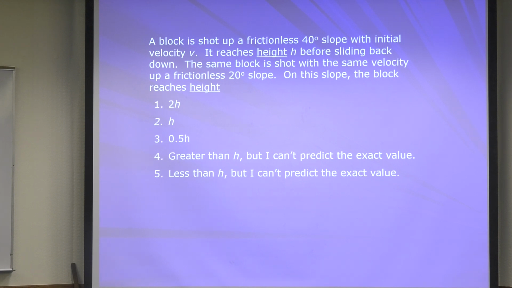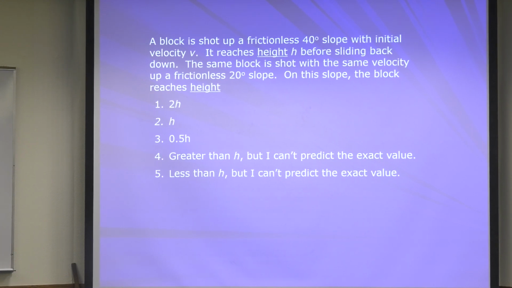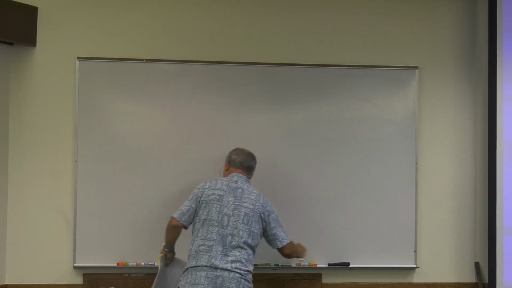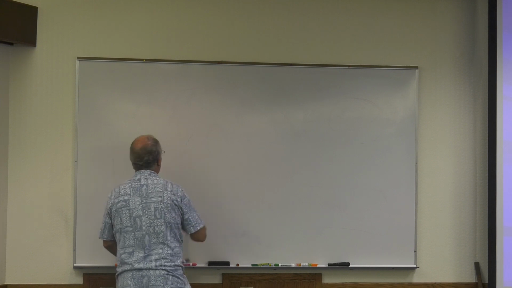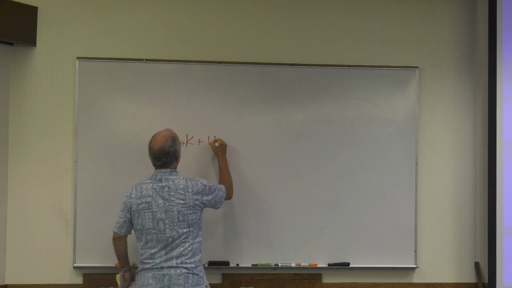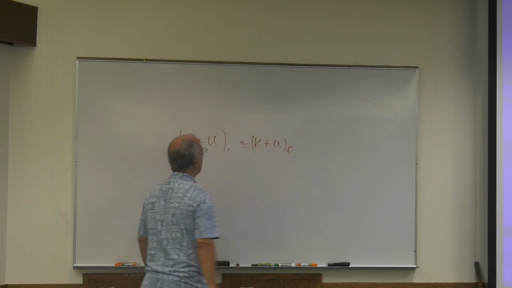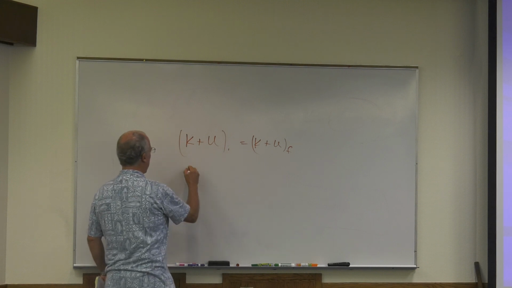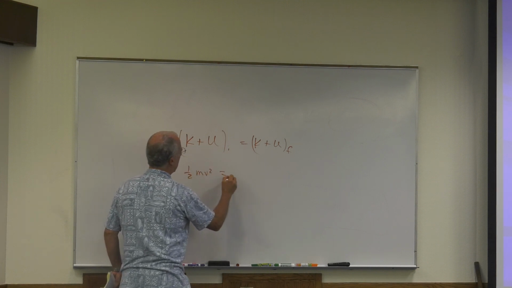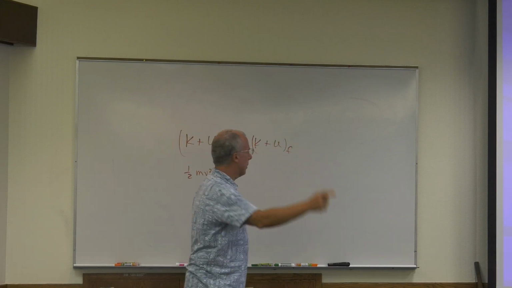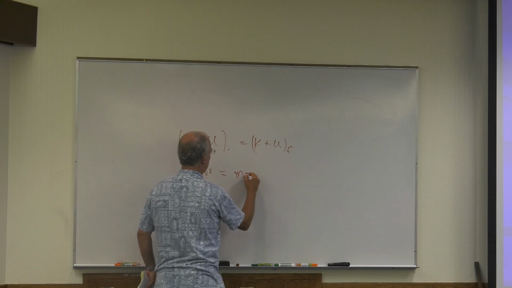All right, we're back. You should be able to do this in your head. It's conservation of mechanical energy. K plus u initial equals k plus u final. The initial potential energy is 0, so we have 1/2 mv squared. When it goes as high as it can, it stops. So the kinetic energy is 0, so we have mgh.